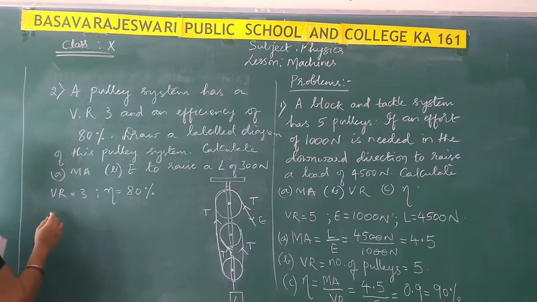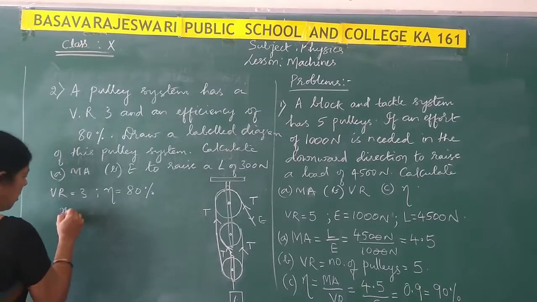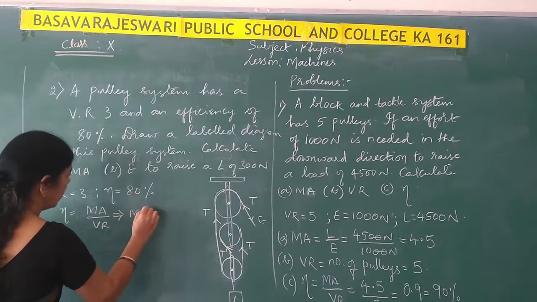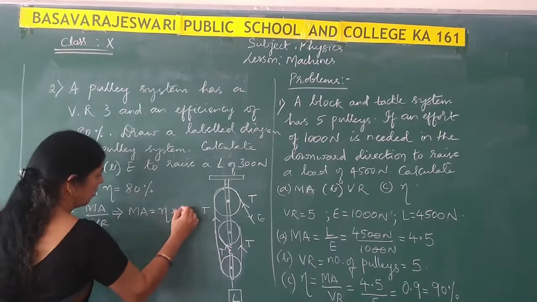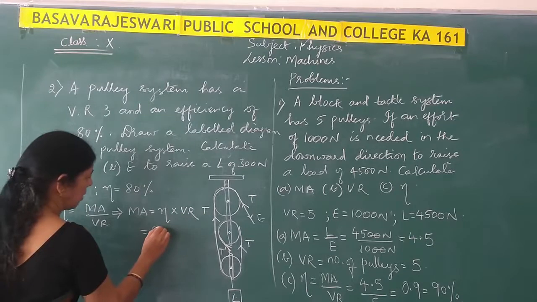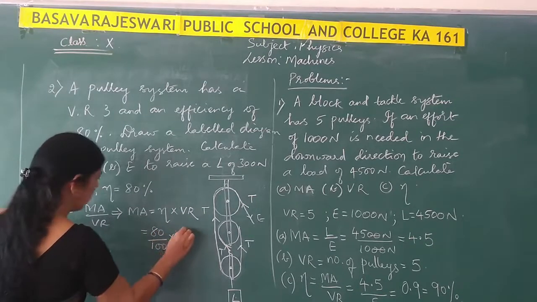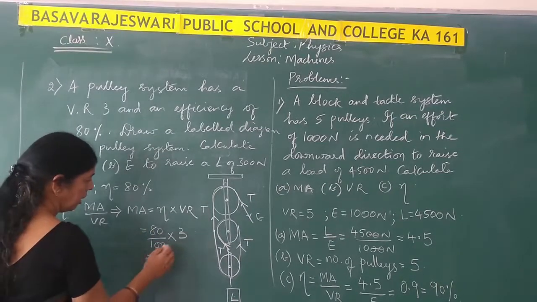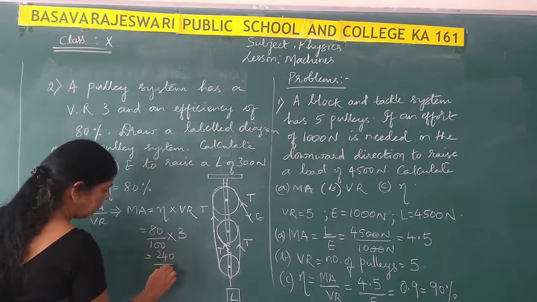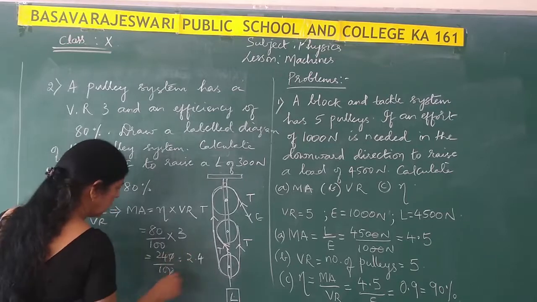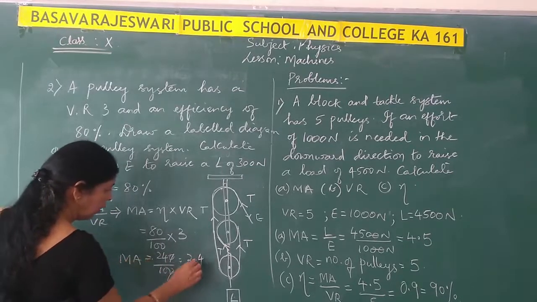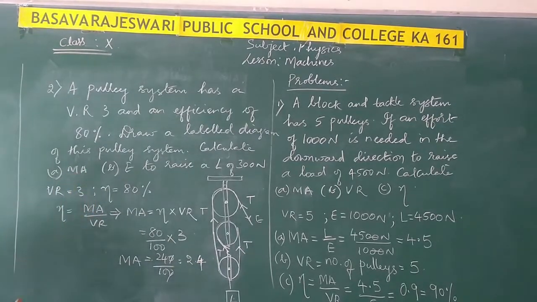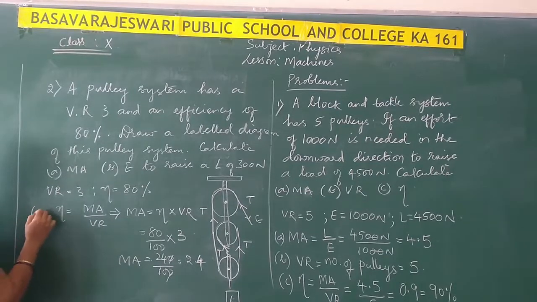Now using efficiency and velocity ratio, can you calculate the mechanical advantage? Yes. Efficiency is equal to mechanical advantage by velocity ratio. This implies mechanical advantage will be equal to efficiency into velocity ratio. That is equal to 80% means 80 by 100 multiplied by 3. So how much will it be? 240 by 100, which is equal to 2.4. So mechanical advantage will be equal to 2.4. Understood? Now after calculating the mechanical advantage, it is very easy to calculate the effort. So this is the first solution.